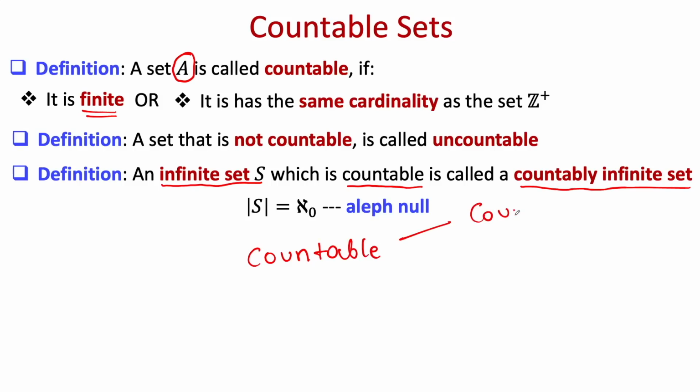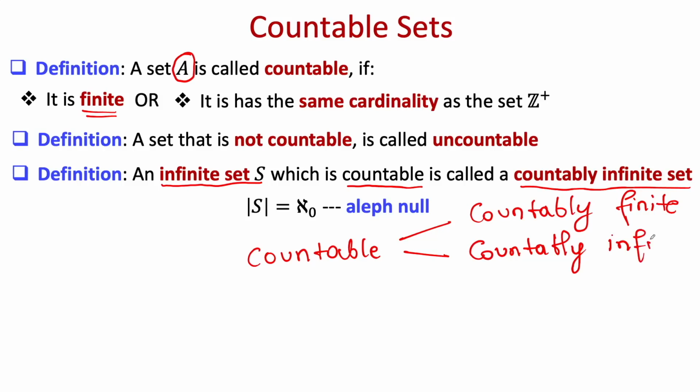Either they are countably finite, that means the cardinality is finite, or there are an infinite number of elements in the set, but they are countable in the sense that their cardinality is the same as the cardinality of the set of positive integers. Whereas if the set is not countable, then we call it uncountable.